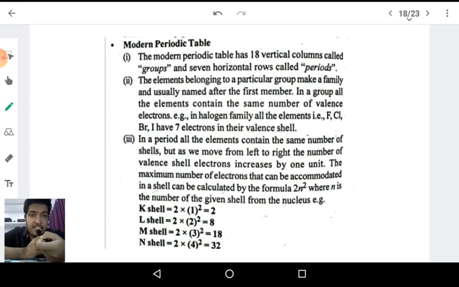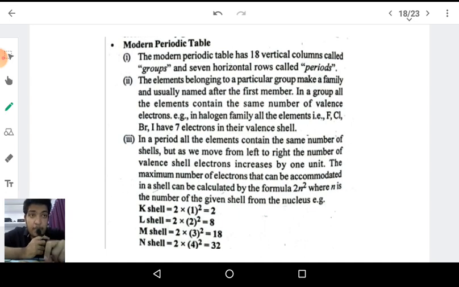Group 14's first element is carbon, so it is known as the carbon family. Group 15's first element is nitrogen, so it is the nitrogen family, and so on. In a group, all the elements contain the same number of valence electrons. For example, if we take the halogen family, the elements are fluorine, chlorine, bromine, iodine, and astatine. So all these elements will have 7 electrons in their valence shell. The number of shells varies from element to element, but the number of valence electrons, that is the electrons present in the outermost shell, is going to remain the same.